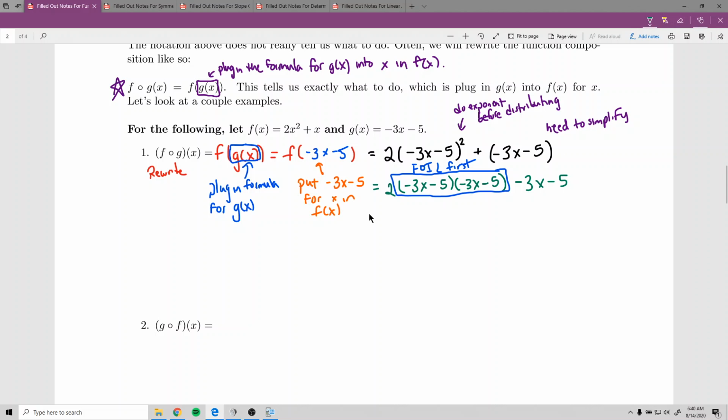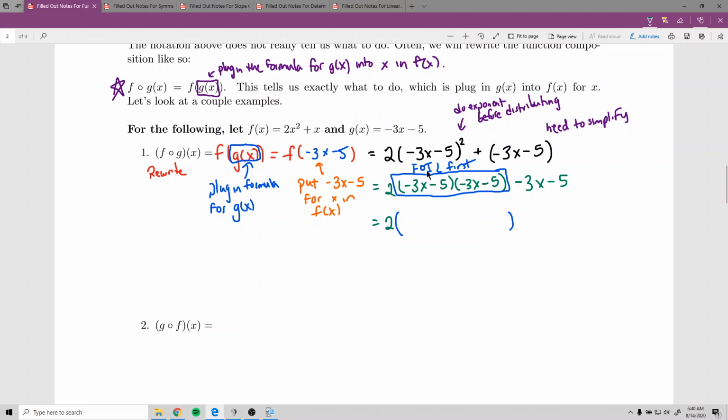Because there is a way to distribute it, but you still have to FOIL it anyway, and you may distribute it incorrectly. It's not uncommon to do that. All right, so what I like to do, leave the 2 out front, make a big parentheses where we're going to put the whole thing we FOIL inside.